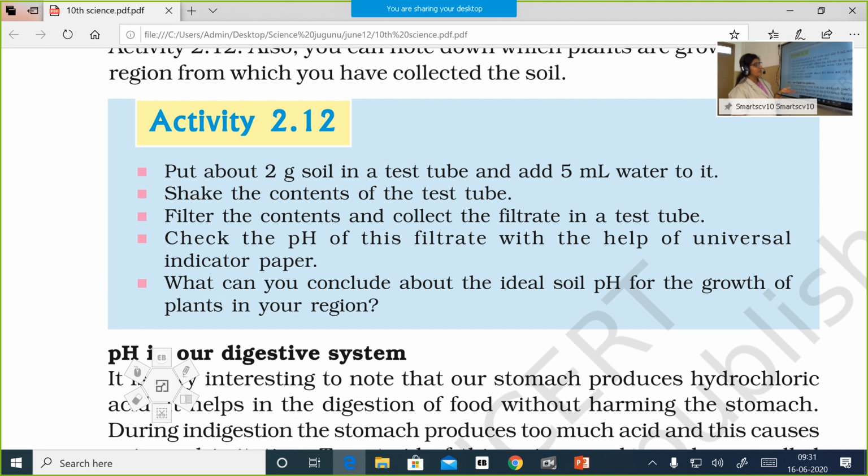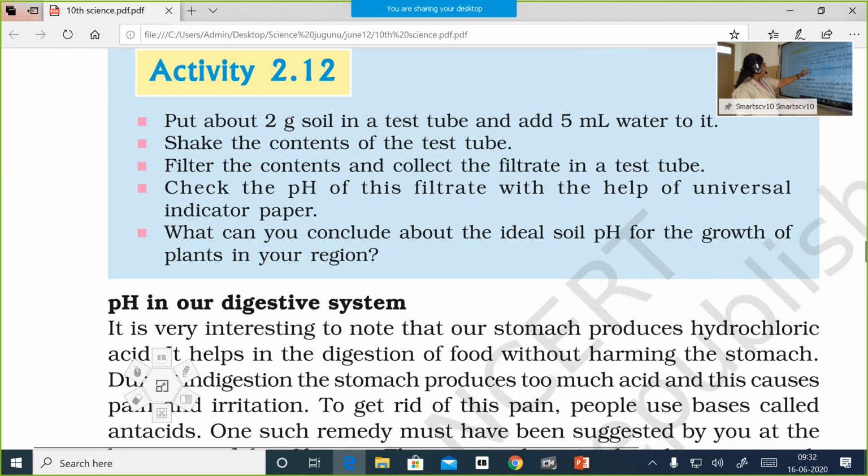As I mentioned earlier, take a white tile and place a small strip of universal indicator paper, otherwise known as pH paper, on it. With the help of a dropper, add 2 or 3 drops of the filtrate to the pH paper. Note the color change. Suppose the pH paper shows green. What will be your conclusion? The soil in your backyard is neutral in nature. Otherwise, if you see a shade of yellow, it's slightly acidic. If you see a shade of blue, the soil is basic in nature.